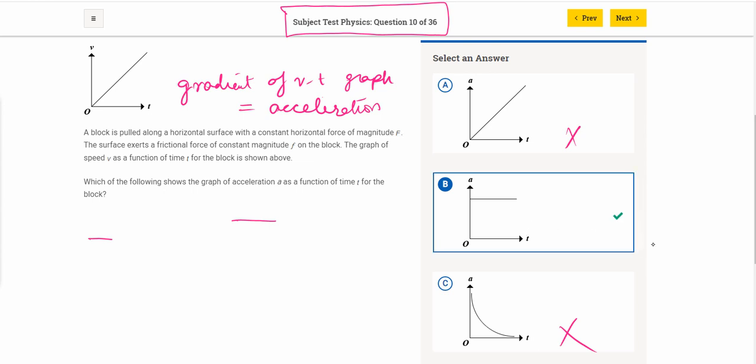There you go. So the gradient of the velocity time graph gives us the acceleration, and if we calculate the gradient for this graph, we will get a constant positive number. So that will be option B.